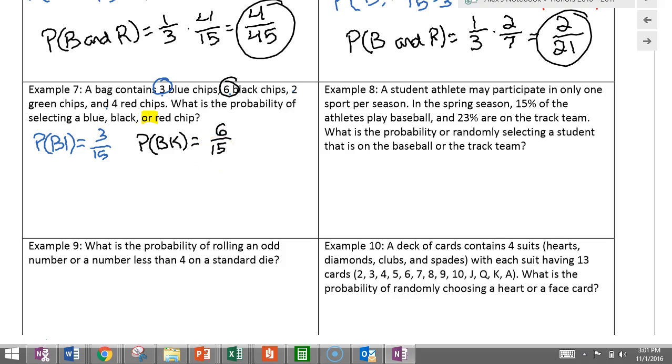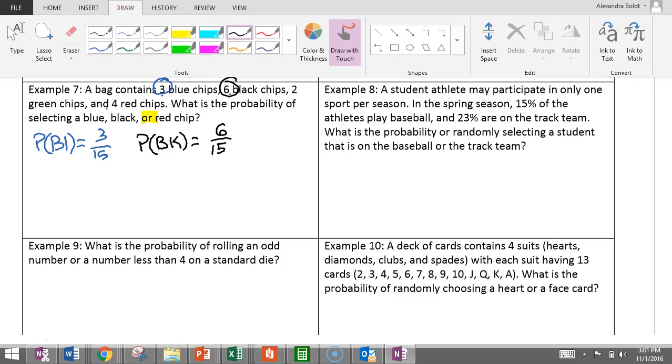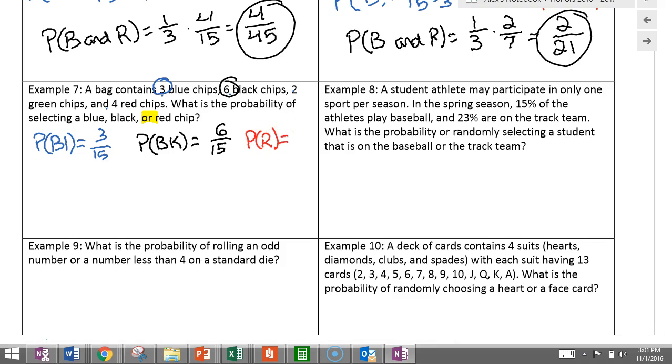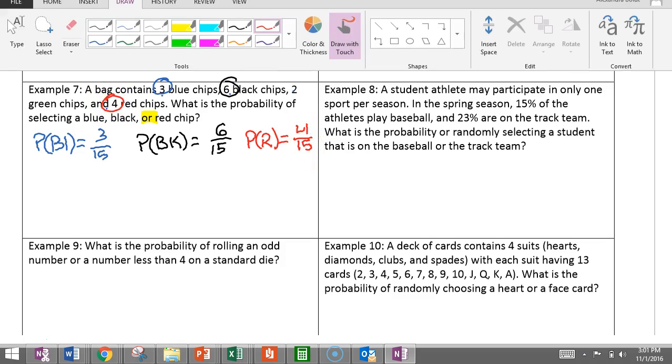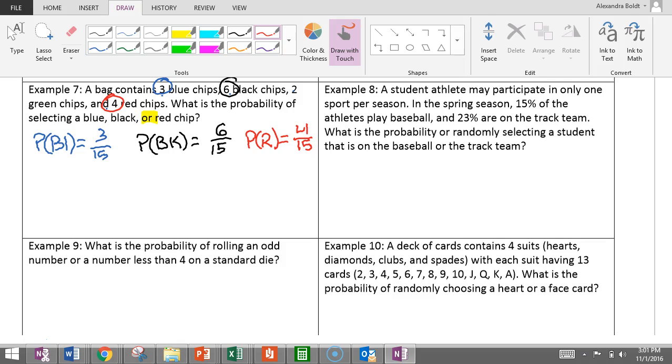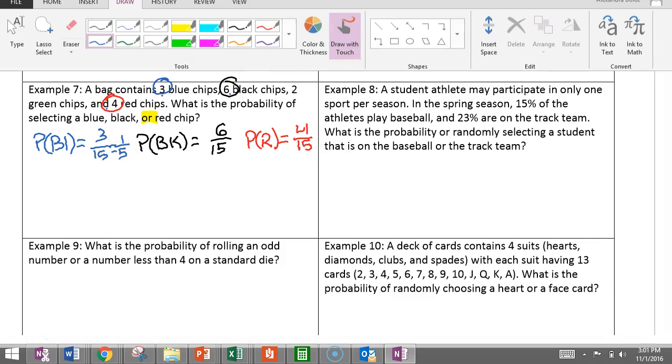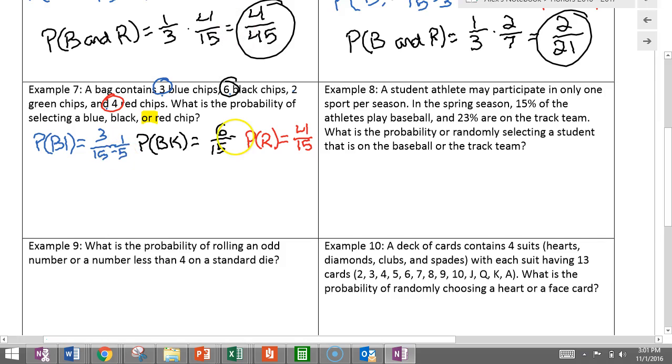Right, this one with "or," I actually haven't done anything yet. So I'm not taking that blue chip out. I can get a blue, I can get a black, or I can get a red. Okay. And the probability of the red chip, there are 4 red chips. Actually, these two can reduce, right? 3 out of 15 is 1/5. And 6 out of 15 is 2/5.